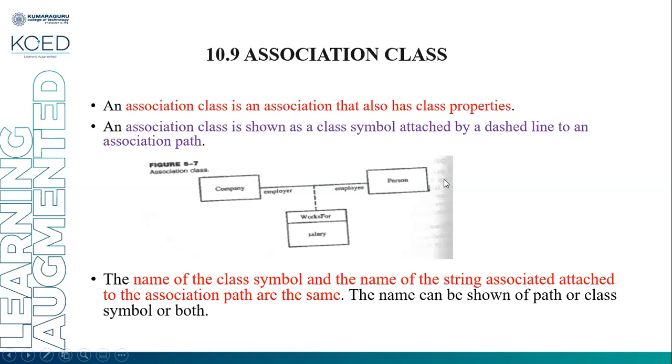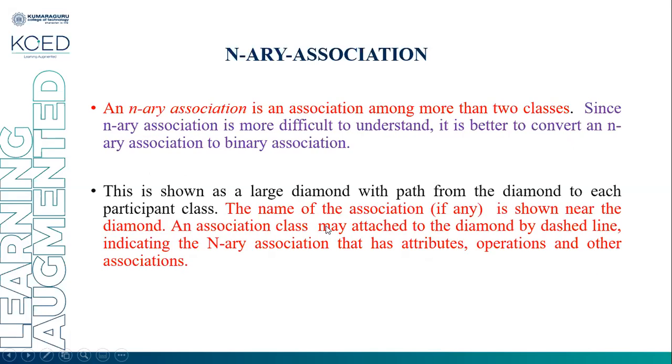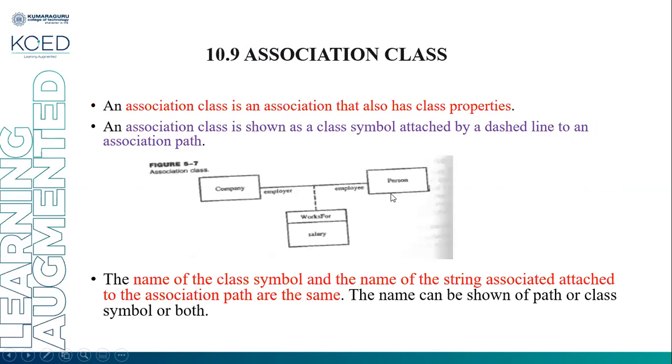Here, company and person, the association name is works for. Here it is attached to the class symbol by a dashed line. The association works for is having an attribute. The attribute name is salary. We can read it as a person works for the company for a salary.